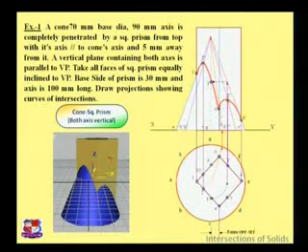Now this dotted line shows this edge. This edge is inside this cone, so it will not be fully visible. So we join with a dotted line. This line would be a solid line as shown over here. This line would be a solid line.